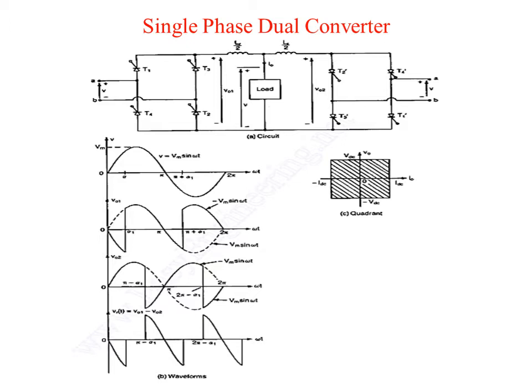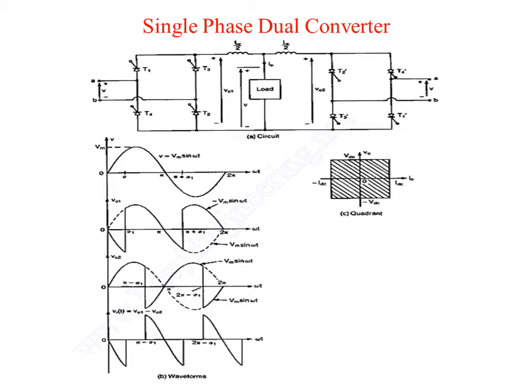Now if we take this full converter and connect back to back as shown in figure A, both the output voltage and load current can be reversed. The system will provide four quadrant operation and it's called a dual converter. Dual converters are normally used in high power variable speed drive applications.